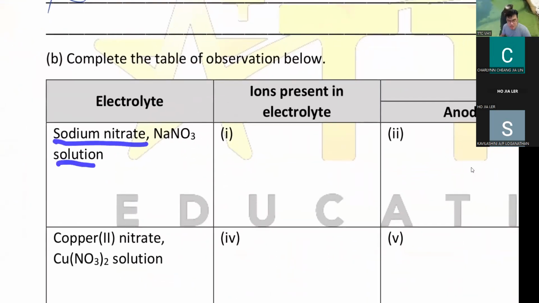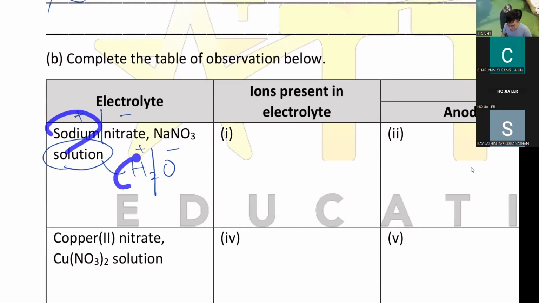Sodium nitrate solution. When you see solution, what do you do? You write H2O. So what do you do next? You split into plus, minus, positive, negative. So I have 2 guys swimming in the pool. I have 2 girls swimming in the pool. It's the same thing. They want the ions present in the electrolyte. I'm going to split it to positive, negative to make your job easier.